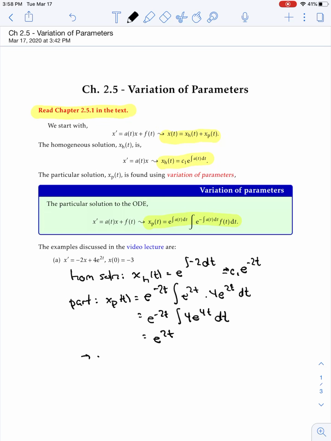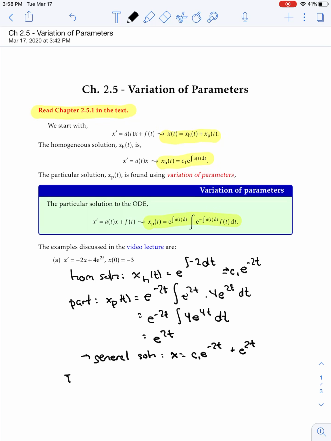So now the general solution is the sum of the two pieces. It's given by c1 e to the minus 2t, that's the homogeneous piece, plus e to the 2t, that's the particular piece. And note that the particular piece does not have an arbitrary constant in front of it. Only the homogeneous piece will have an arbitrary constant.